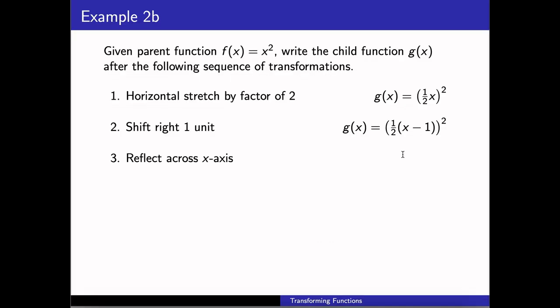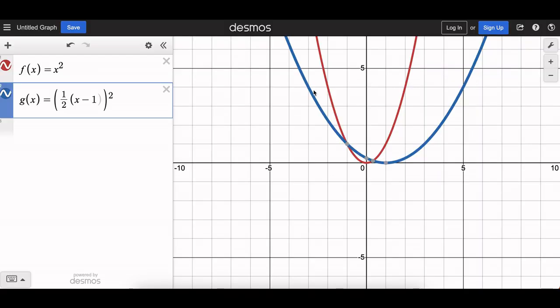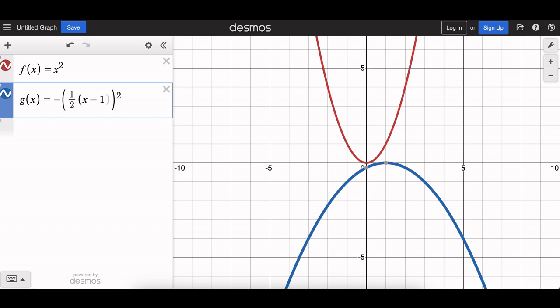Next up, we want to reflect this across the x-axis. So remember, when reflecting across the x-axis, we multiply our entire function by -1. So we're going to just take and multiply this entire expression by -1 and get negative that expression. Next up, we want to reflect this blue graph across the x-axis. So we'll multiply the entire function by -1, and there's our reflection across the x-axis.